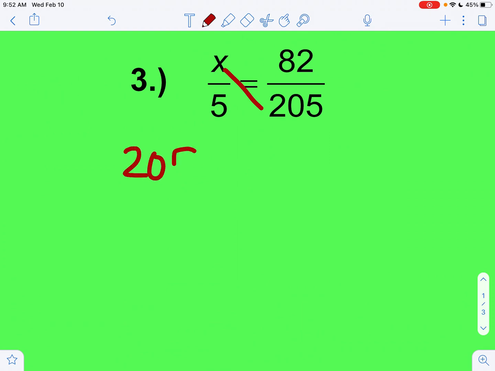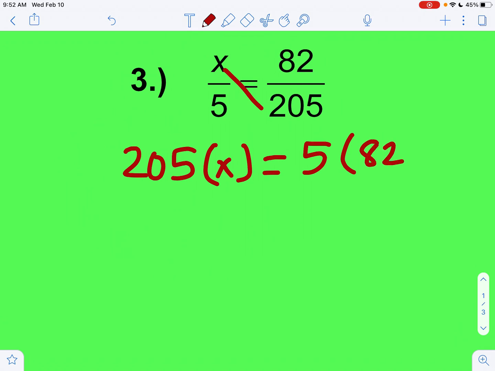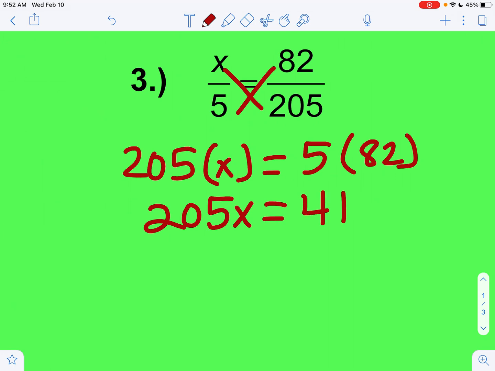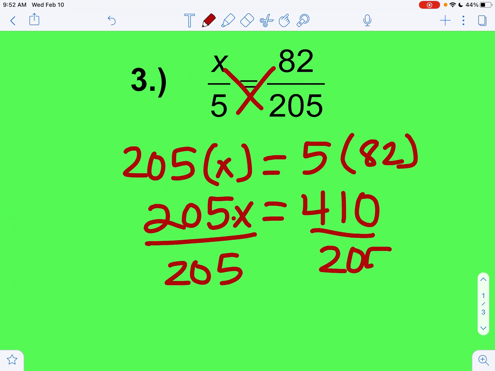x times 205 is equal to 5 times 82. Alright, so on the left, we're just left with 205 times x. 5 times 82 gives us 410. Okay, right now it's 205 times x, so we want to do the opposite of multiplying, which is dividing. And remember, we do it to both sides. So our 205's cancel out. We're left with x on the left-hand side. And our x is 2.